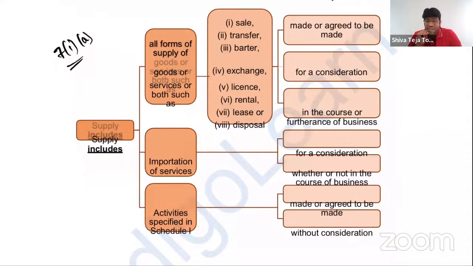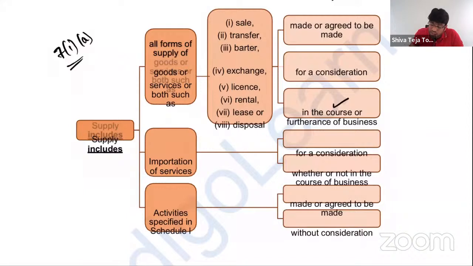It is exchange, but definitely it is not a supply, because from Shiva Teja's point of view, it is not in the course or furtherance of business. But from the jewelry dealer or the jewelry shopkeeper's point of view, definitely the transaction is supply, because for him, it is in the course or furtherance of business. So that word is very, very important, course or furtherance of business.